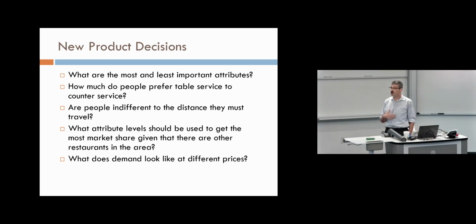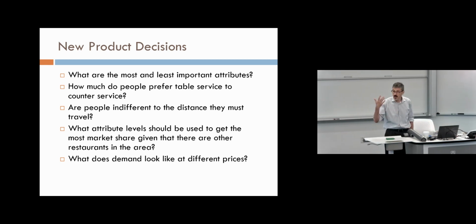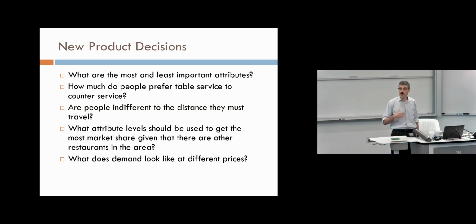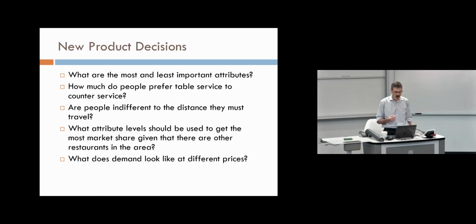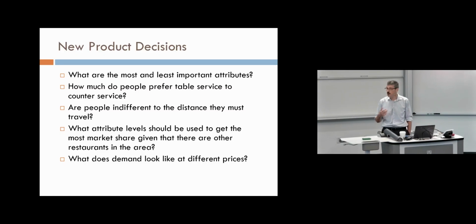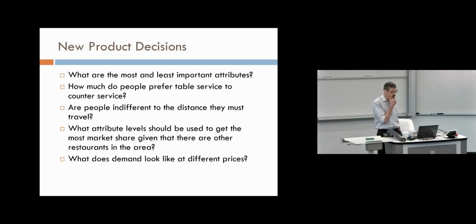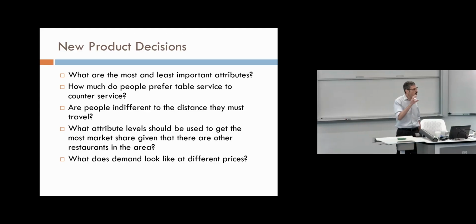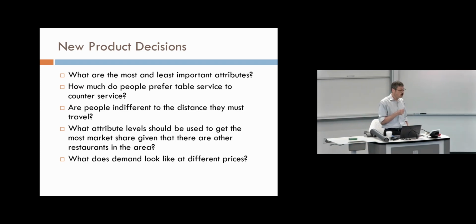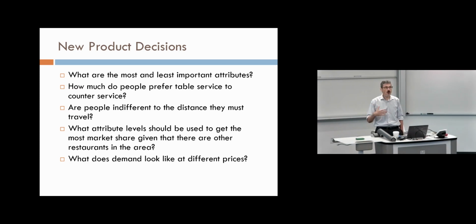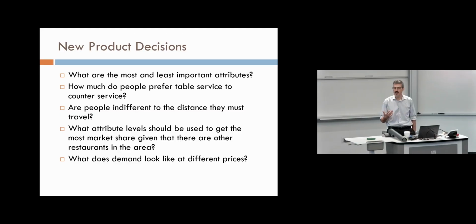So I want to know the answers to questions like this. In my market of consumers, what are the most important attributes and the least important attributes? I want to know specific questions like how much do people prefer table service to counter service? Do people care about how far they need to travel? And then, if I've got choices, maybe I can think about the combination of attribute levels that I should include in the market in order to get the most possible market share. And there might already be other restaurants that exist in the area.